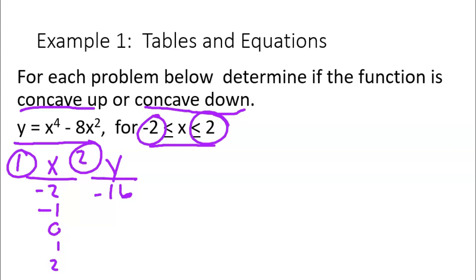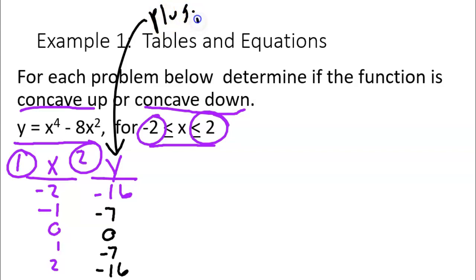So if I plugged in -1, I'm going to get -7. If I plug in 0, I'm going to get 0. If I plug in 1, I'm going to get -7 again. And if I plug in 2, I'm going to get -16. Okay? So, if you want to make a little note there, just put plug in x's to get y's. If you don't think you're going to remember that, you might want to write that little note down. Okay? That's basically it. Plug in your x's to get the y's.